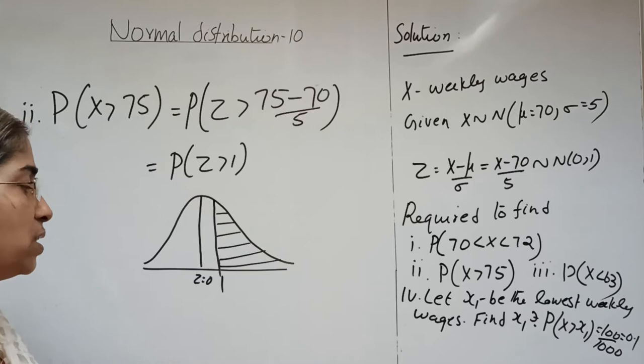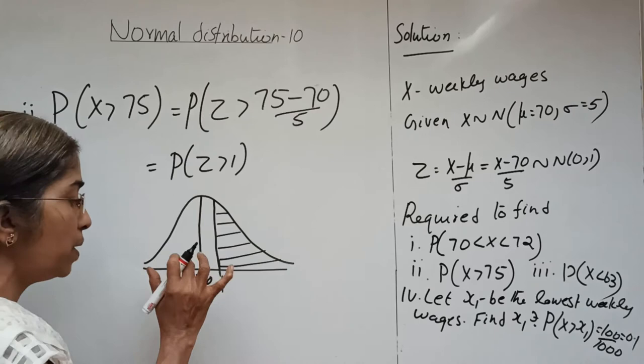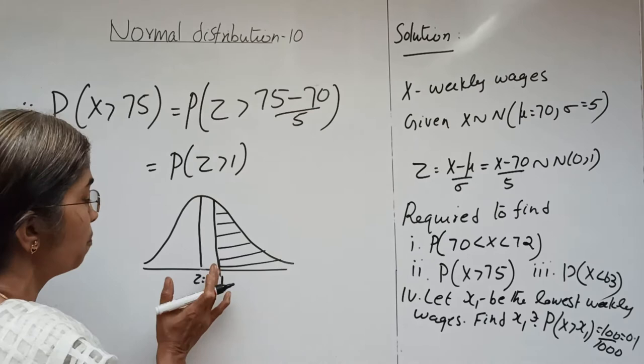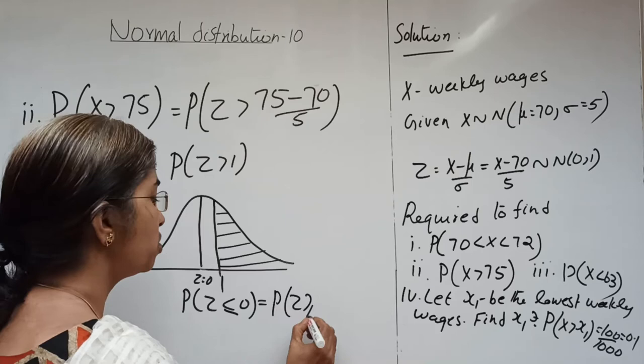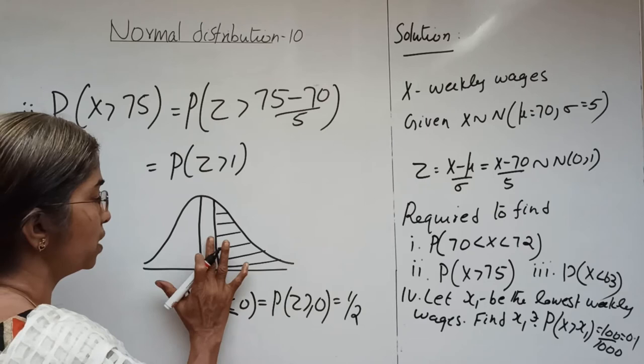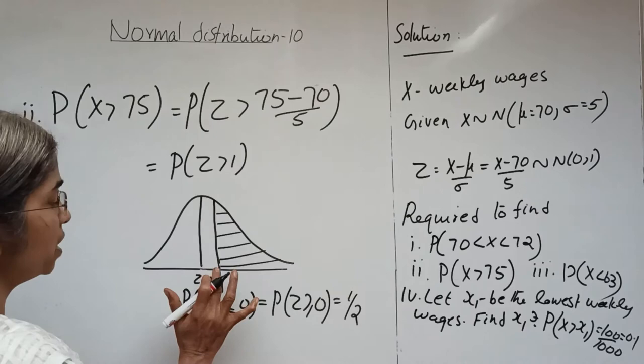We have already discussed that the table of standard normal distribution gives the area between 0 to z. As we know, the standard normal distribution is symmetric at z equal to 0. The area to the left of 0, probability z less than or equal to 0, equals probability z greater than or equal to 0, equal to 1 by 2, that is, 0.5. So probability z greater than 1 can be written as 0.5 minus probability 0 to 1.